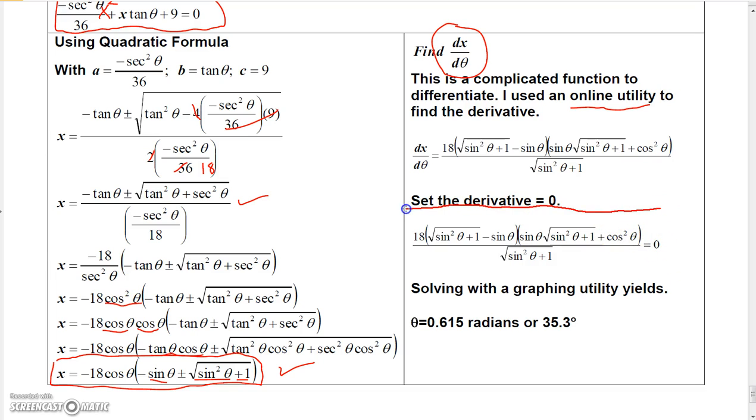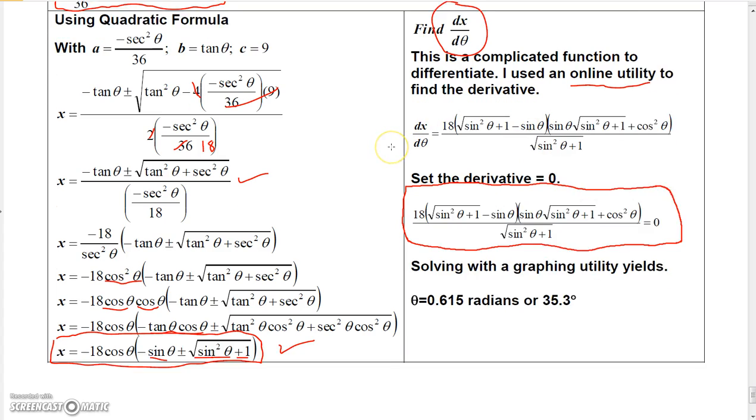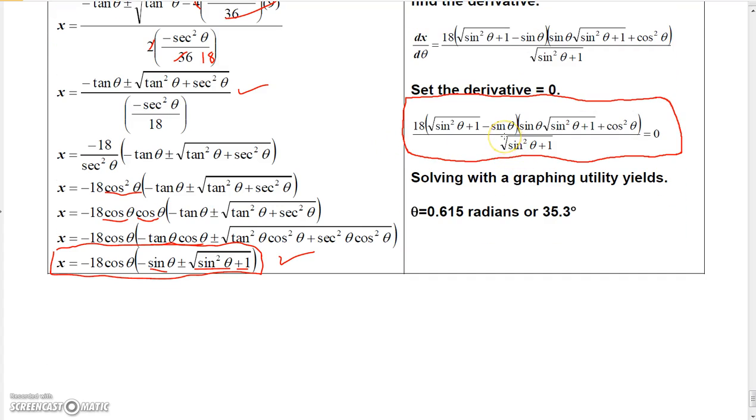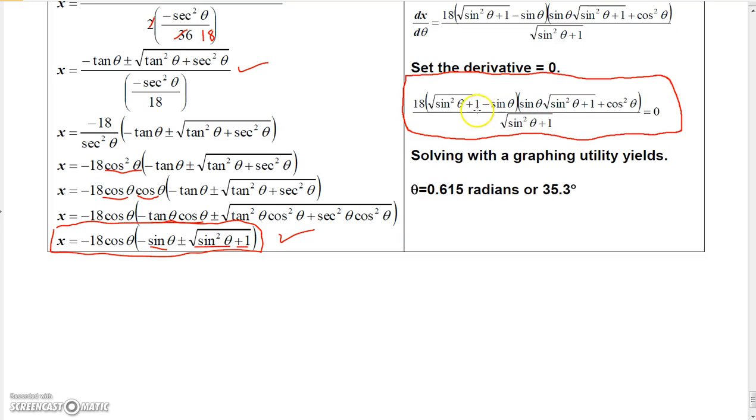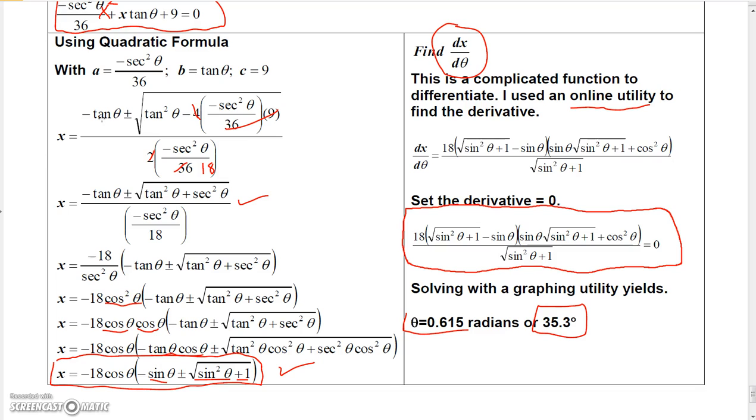Now, again, I went ahead and just cheated here because, you know, when you get into real-world problems, many times you're going to rely on computer utilities. So I used a graphing utility here to solve this equation. When I solved the equation, I got that theta was about 0.615 radians, and that converts to 35.3 degrees. So there's your real-world application that was solved using technology. Now we'll move on to concavity.